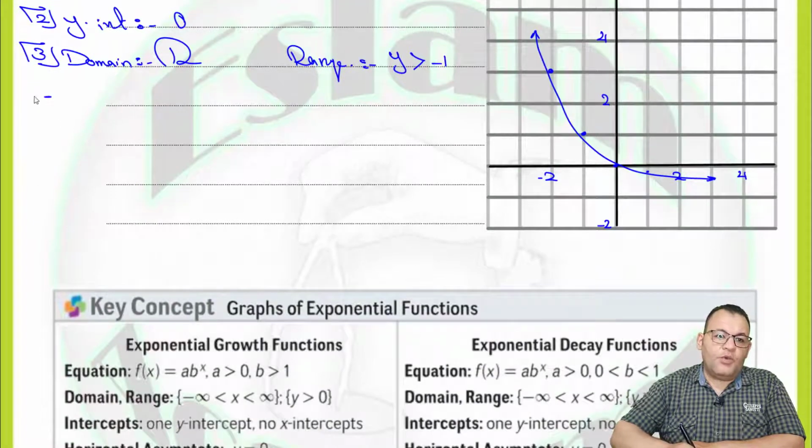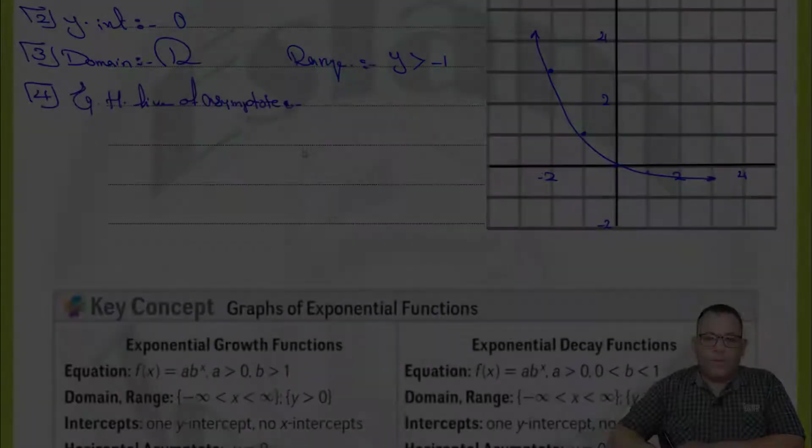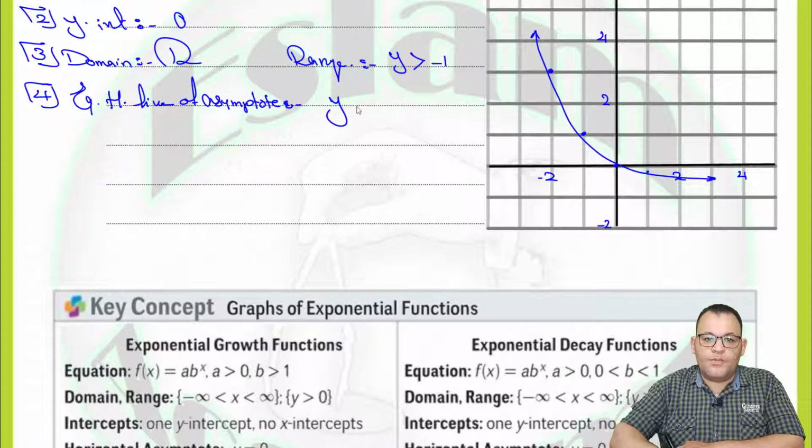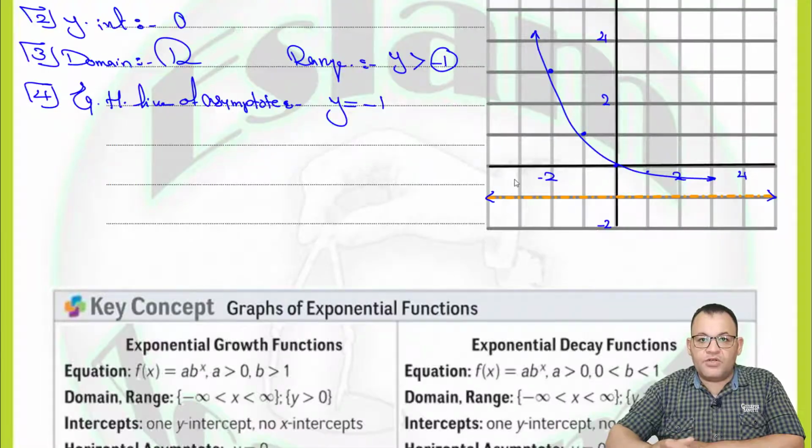Now we need to find the equation of the horizontal asymptote. The equation of the horizontal line, just look at the range. So it would be y equals -1. We have a horizontal line at -1. The graph gets close to -1 but will never touch this line.